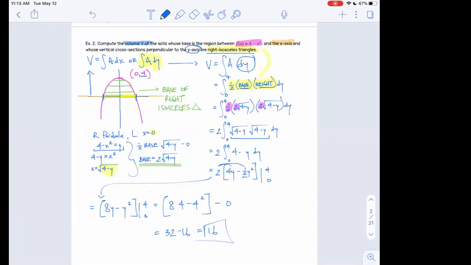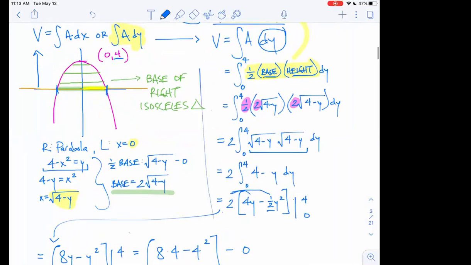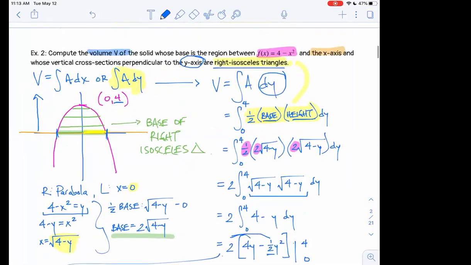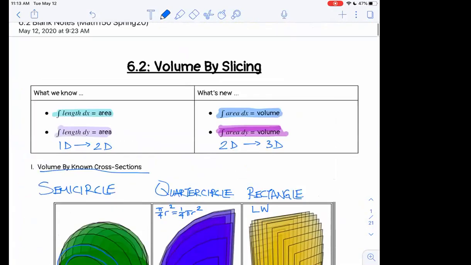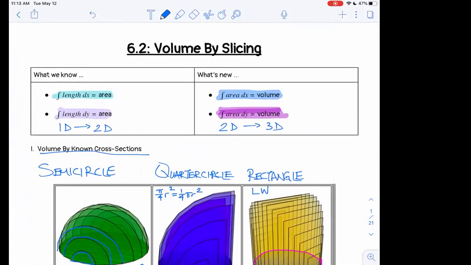All right, so before break, we took a look at this idea of volume. And what we had been doing previously was that integrals were one way to go from 1 dimension to 2 dimensions. But what we can do is do integrals that will help us find 2D to 3D.